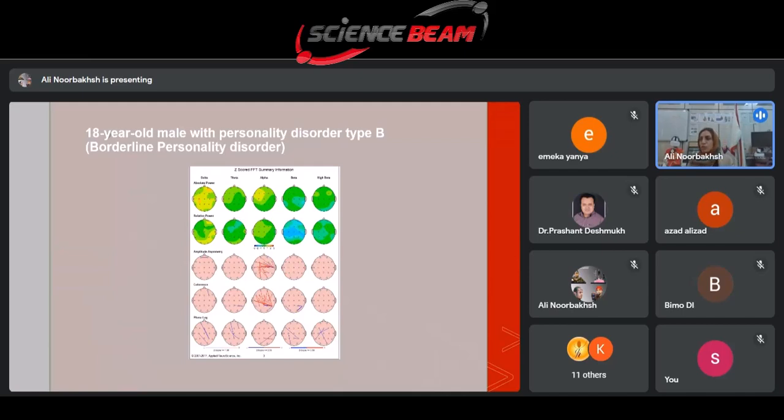Again, you can see a map. It's belonging to an 18 years old male with personality disorder type B, especially borderline personality disorder. You can see increased theta and alpha on the frontal lobe again.